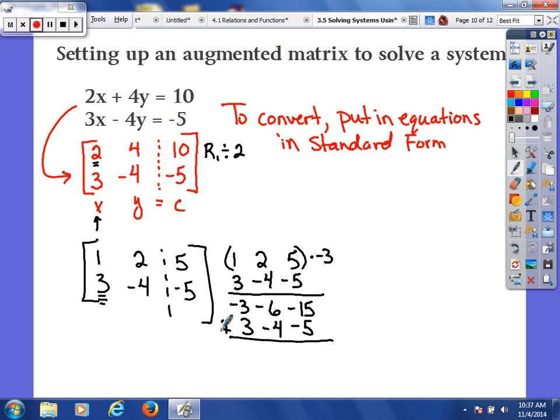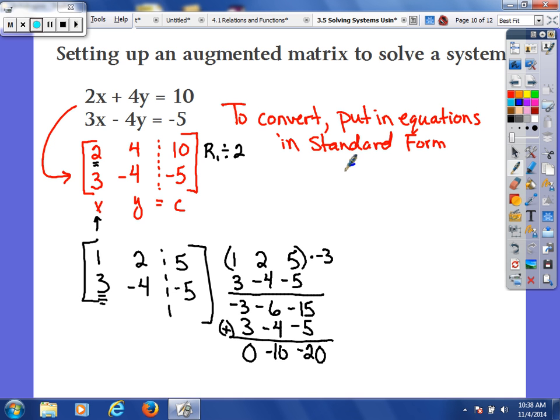And now if I add, does that not look like elimination? Hopefully it does. It's just that we have taken out the x's and y's and the equal sign. Now I go ahead and I add, and I get 0, negative 10, and negative 20. That's my new second row.